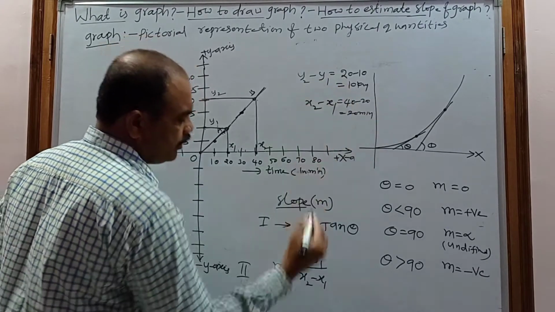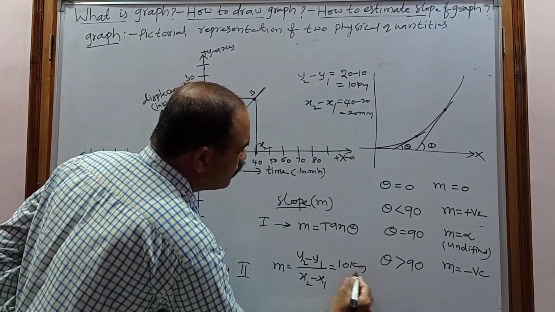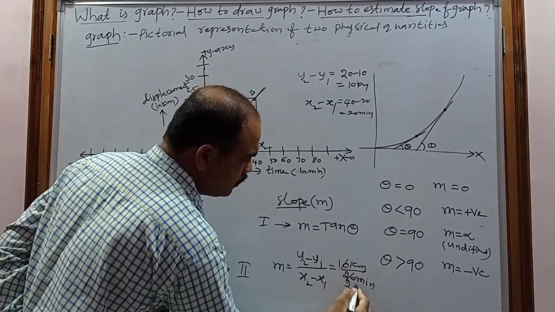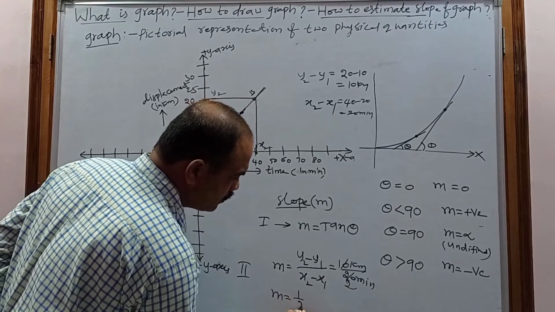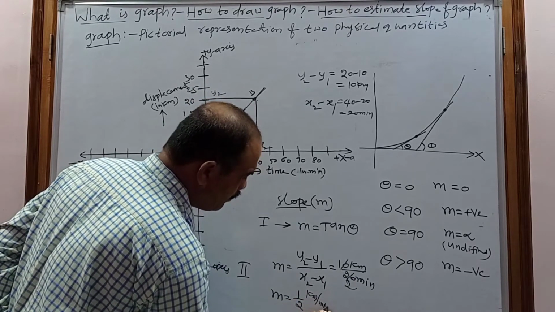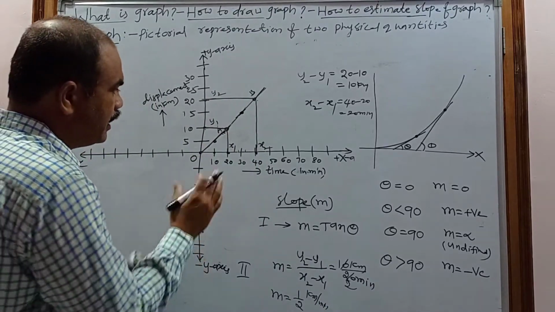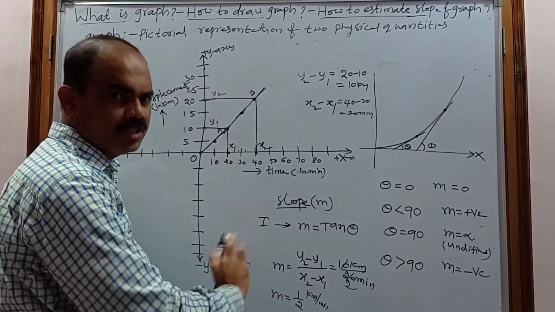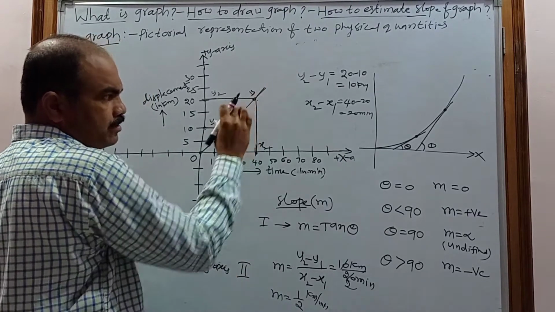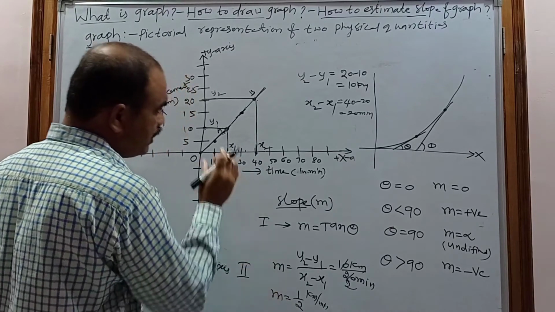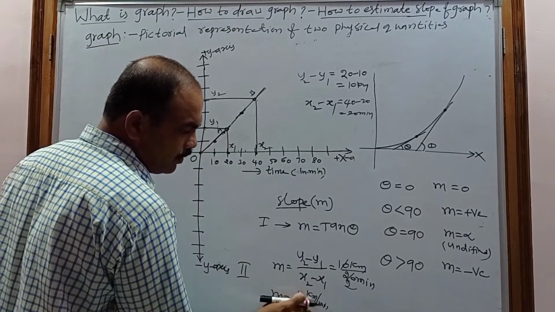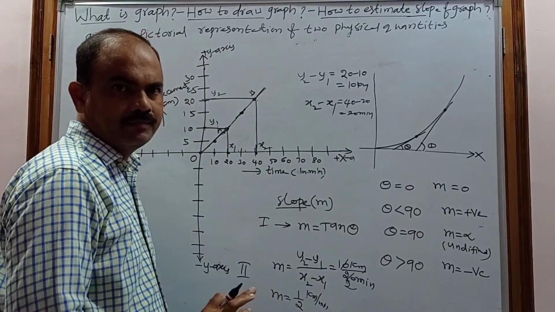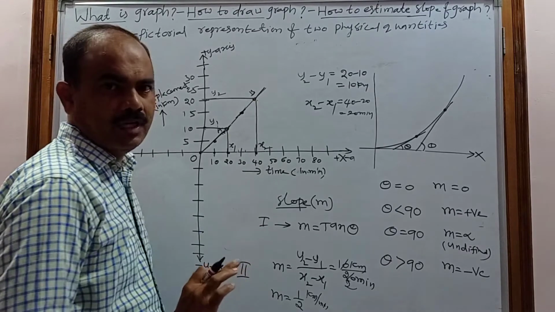Now y2 minus y1 is 10 kilometers, and x2 minus x1 is 20 minutes. So it is 10 over 20, and here the slope of the graph is 1/2 kilometer per minute. In the case of displacement versus time, the slope of the graph gives the velocity. By finding the slope we are estimating the velocity. And what is the velocity of this graph? It is 1/2 kilometer per minute. So these are the two methods to find or estimate the slope of the graph.